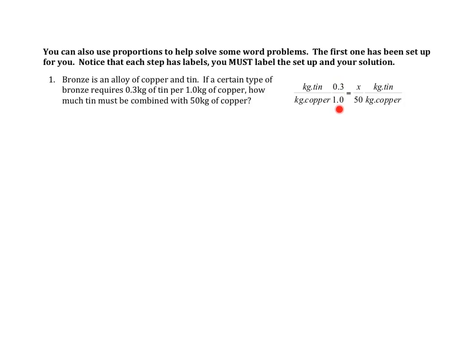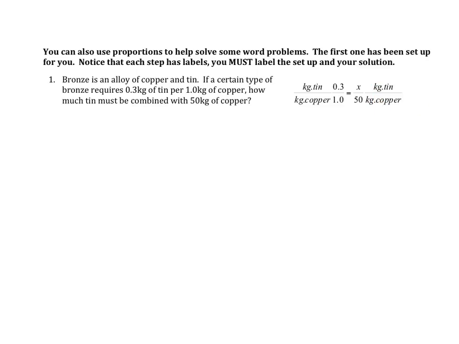Then I'm saying, how many kilograms of tin, which is x, we don't know how many, will there be in 50 kilograms of copper? So then I did tin over copper here. However you set up one side of the proportion, you have to set the other side of the fraction up the same exact way, in the same order, right?